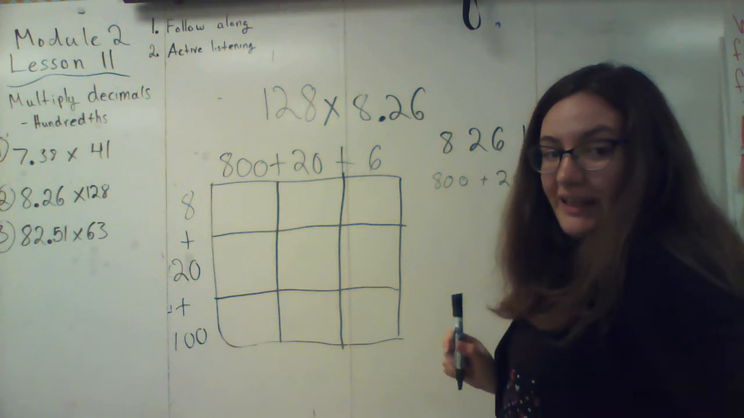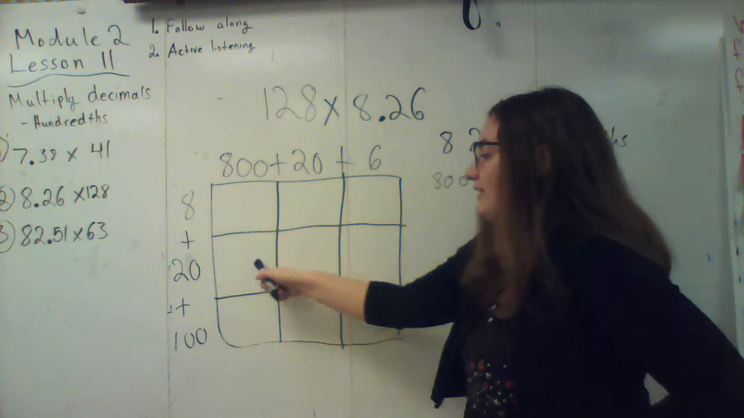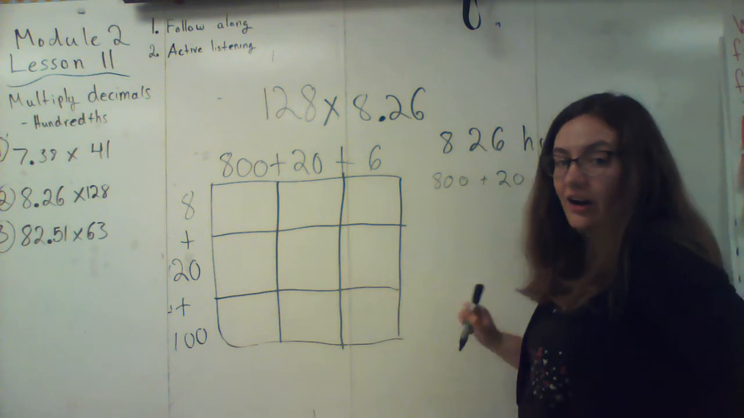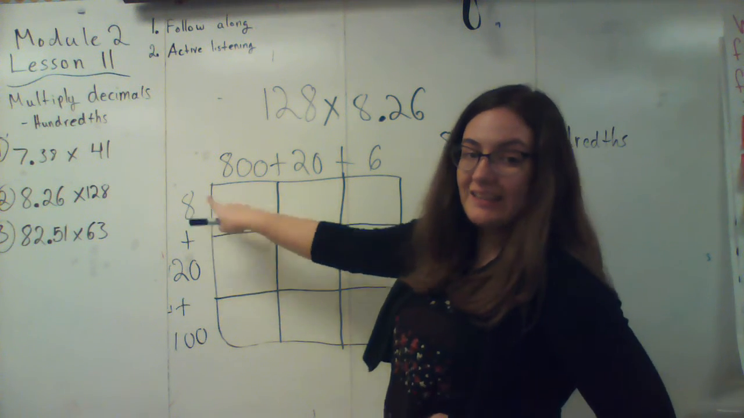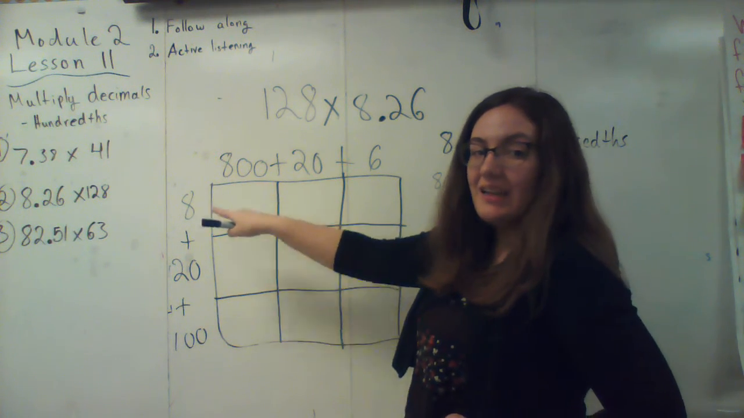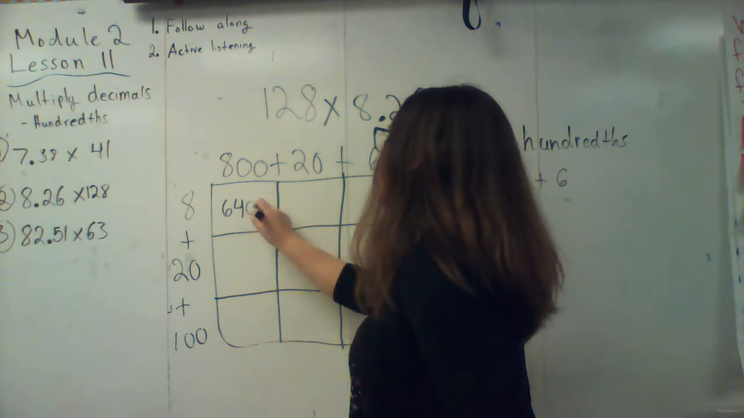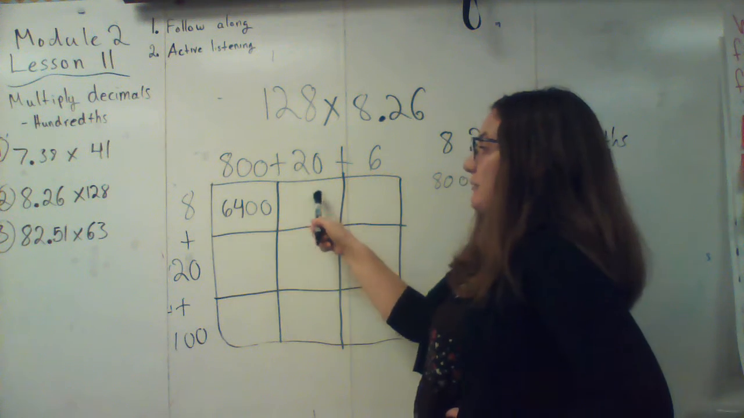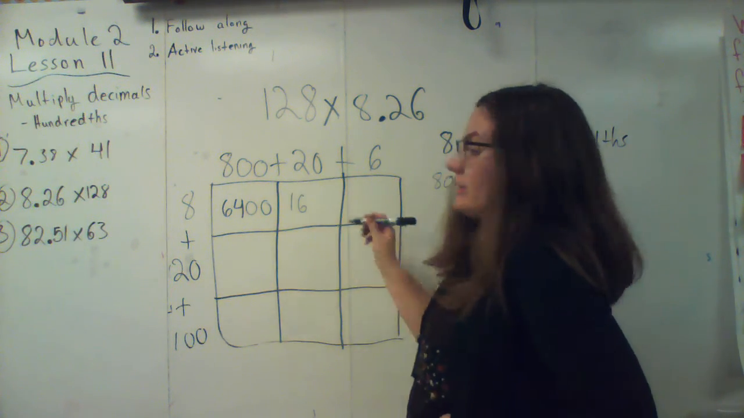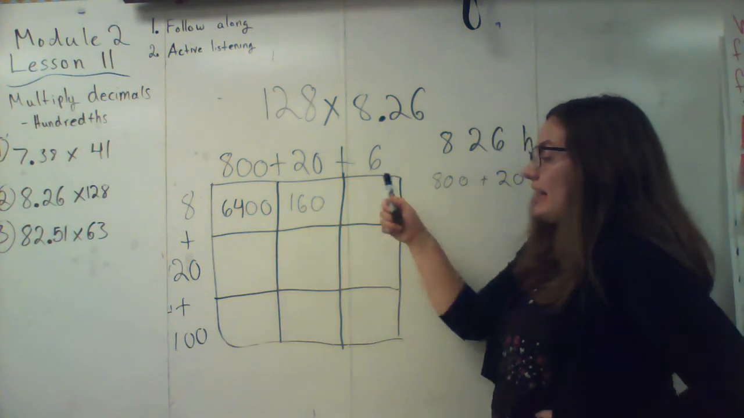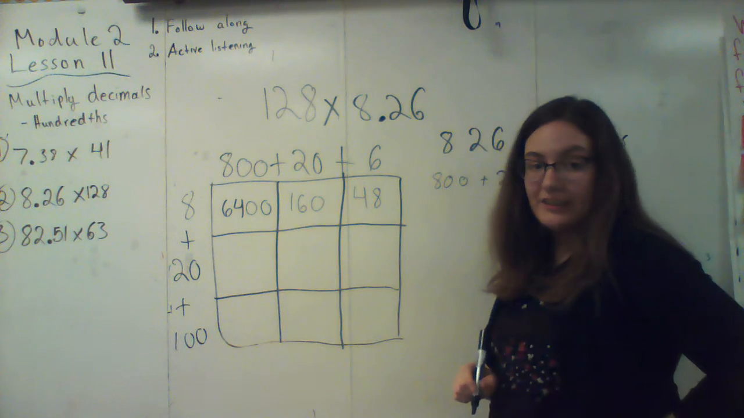Now we have a lot of multiplying to do, but just keep in mind that as we're doing this, we're still going to add up all of our numbers across like this to get our partial products. So let's start with this box. I have 8 times 800. So I think of that as 8 times 8, which is 64, and I add 2 zeros. And then I have 8 times 20 for this box. So 8 times 2 is 16, plus 1 zero. And then 8 times 6, or 6 times 8, is 48. So I put that all right there.